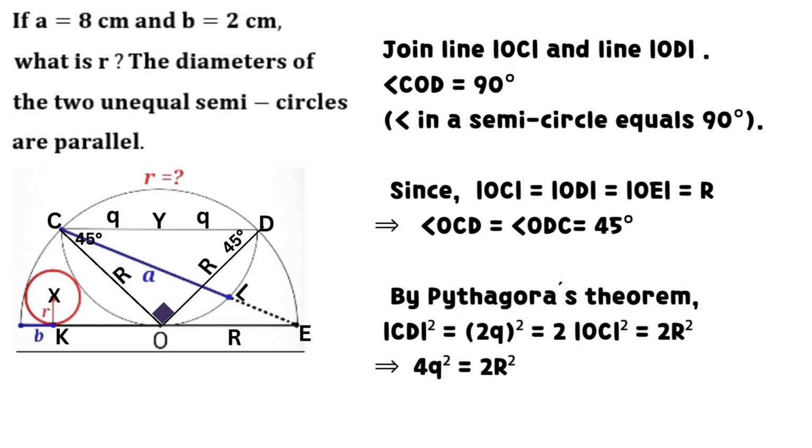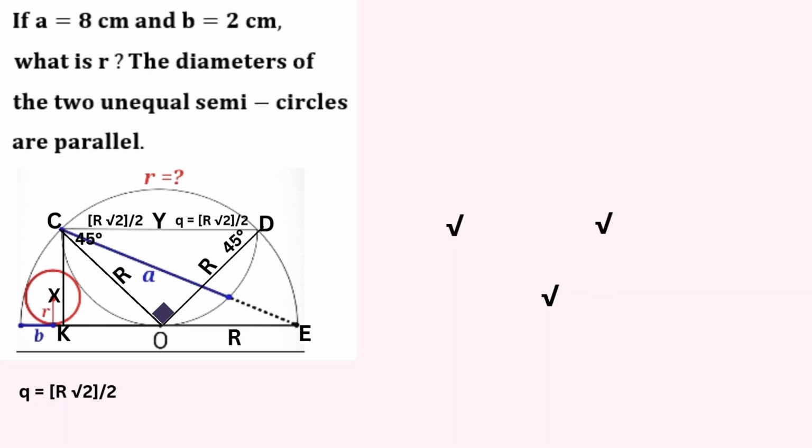By Pythagoras' theorem, the square of line CD equals the square of 2Q, which equals 2 times the square of R, as shown. It implies that 4 times the square of Q equals 2 times the square of R.